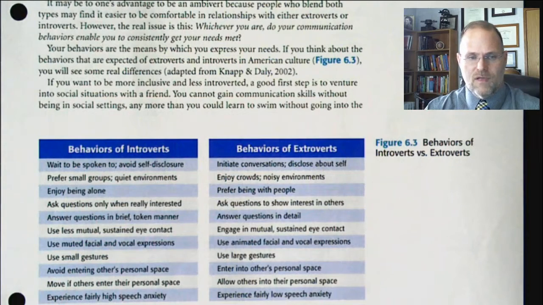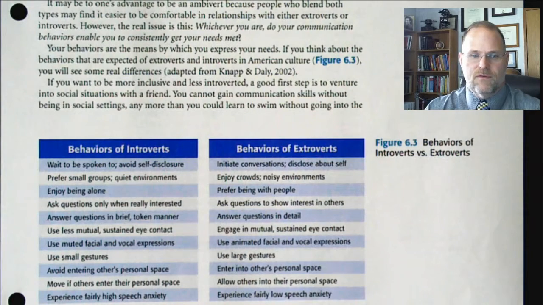Now, back to the questioning. Introverts answer questions in a brief, token manner. They don't go in detail. They don't go in depth. They're the kind that grunt, just say little minor things, whereas the extrovert is more willing to just expound on everything. They will just talk for hours if you let them.